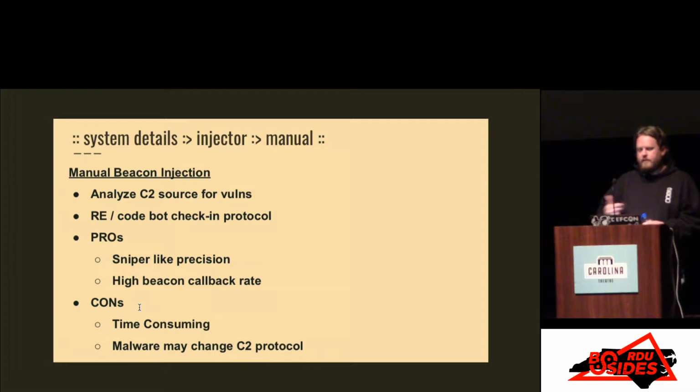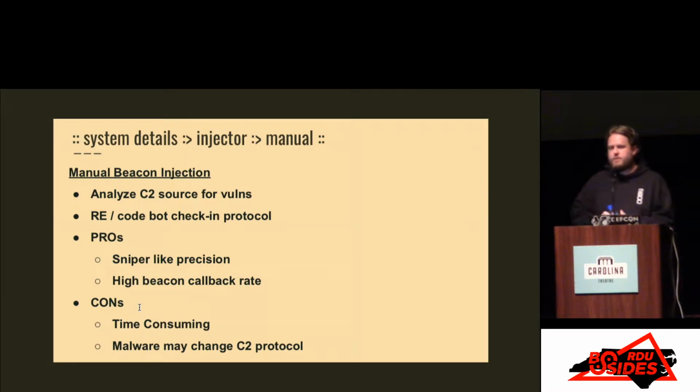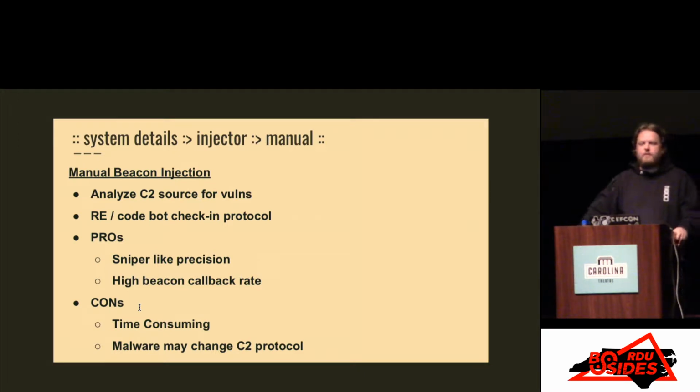I wanted to go over the injector method, or the manual injection. This requires researchers to analyze the C2 source code, so we have to have a copy of that. Some of these kits are leaked out on the internet. We can grab a copy of the kit, take a look at that PHP web application, find these vulnerabilities, and then reverse engineer that check-in protocol and create a fake bot to check in and leverage those particular vulnerabilities. So the pro of using the manual injection is that it's very high precision.